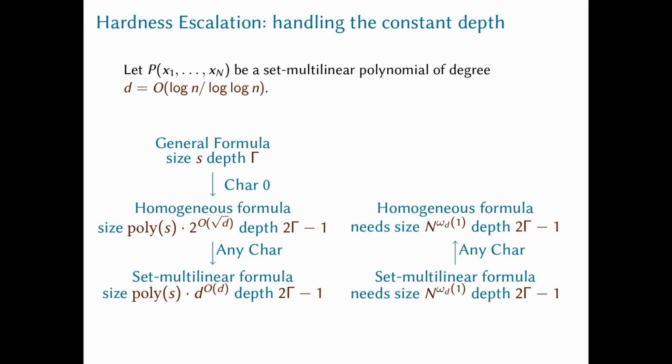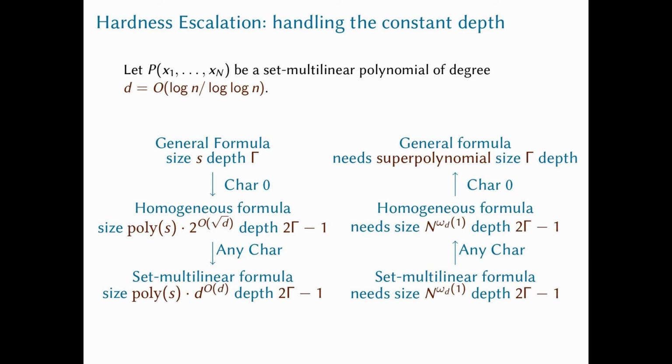And so what is interesting is, if we go in the other direction, it shows that if we can show that some polynomial cannot be computed by a set multilinear formula of depth 2 gamma minus 1 unless the size is at least n to something superpolynomial, it implies it's the same for homogeneous formulas, and it implies it's the same for general formulas of depth gamma. We can get a superpolynomial lower bound.